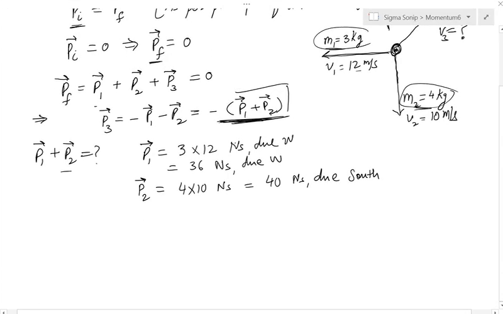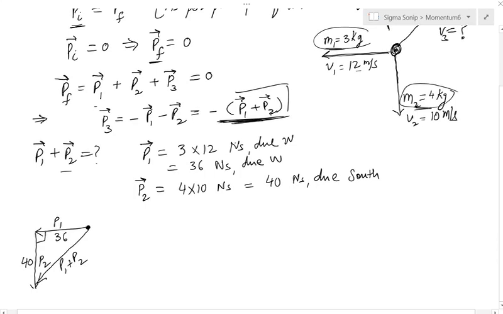All right, now addition is straightforward. We already know how to add vectors. We draw these two vectors and we connect them, we chain them from tail to tip. This is the first vector that I'm drawing here, P1, which is a length of 36, and that's my starting point. The other vector is 40, due south, that's my P2, and P1 plus P2 will be this.